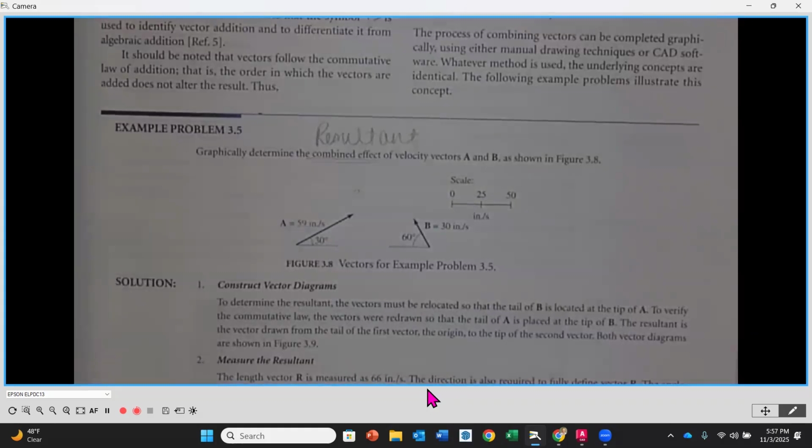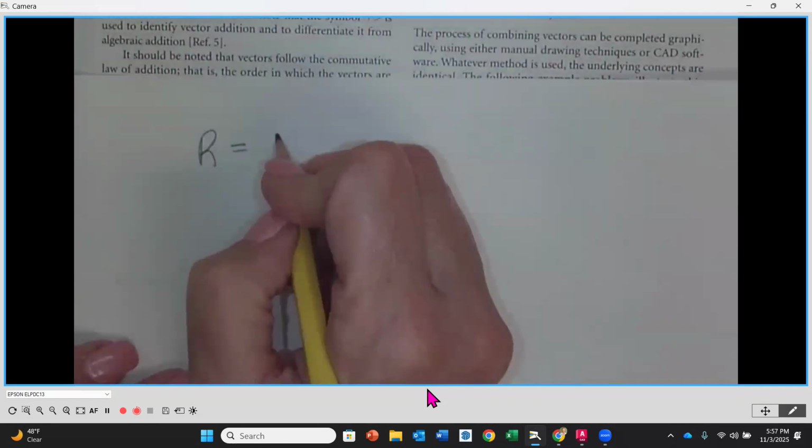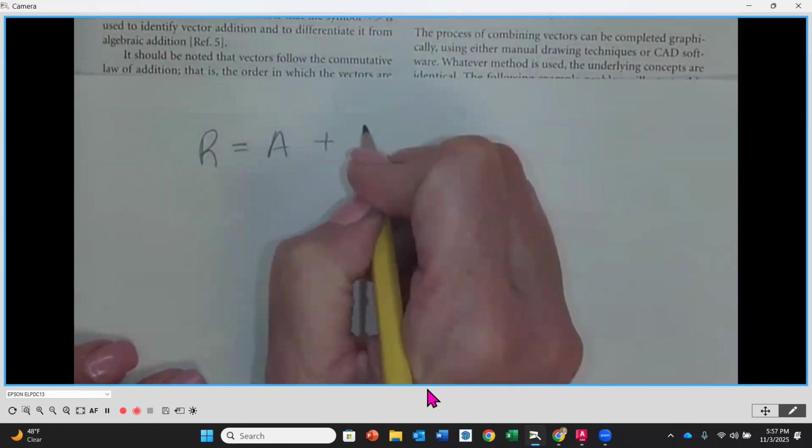It's a lot more accurate. Okay, we're going to get exact numbers when we use CAD. So that's why we're going to use that as our tool. So when we look at this problem, we know that our resultant is going to be equal to R. It's going to be equal to A plus B.